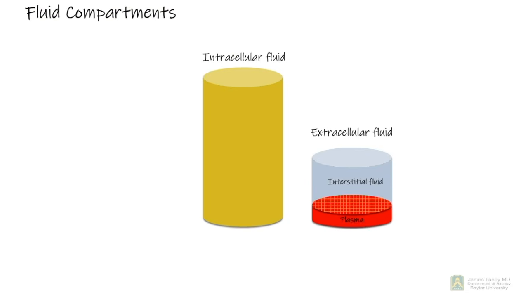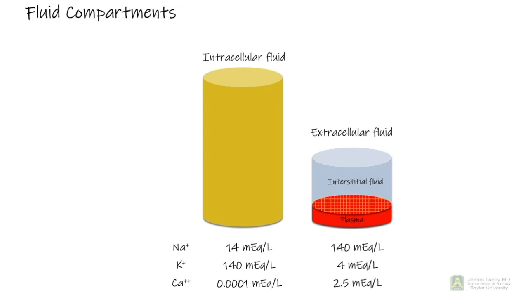Here I highlight the relative concentration of these three important ions that will recur throughout the semester: sodium, potassium, and calcium. Now, as I give you these numbers, realize I'm not concerned that you memorize these exact concentrations. Instead, I want you to know their relative distributions. Sodium is more concentrated in extracellular fluid. Potassium is more concentrated in intracellular fluid. And calcium is more concentrated in extracellular fluid.